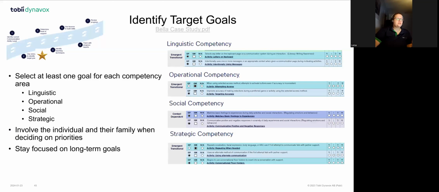We will identify the target goals. We will select at least one goal for each competency. We want to develop her across the competencies, starting with linguistic through the operational, social, and strategic. We would love to involve her family as much as we can. And we would like to also stay focused on the long-term goals. We would like to know where she's going. But to do that, it's very important to create basically a starting point for her communication competency. We want to locate the goals. Some of them are offered for you here on the screen, and we match them with the specific competencies.